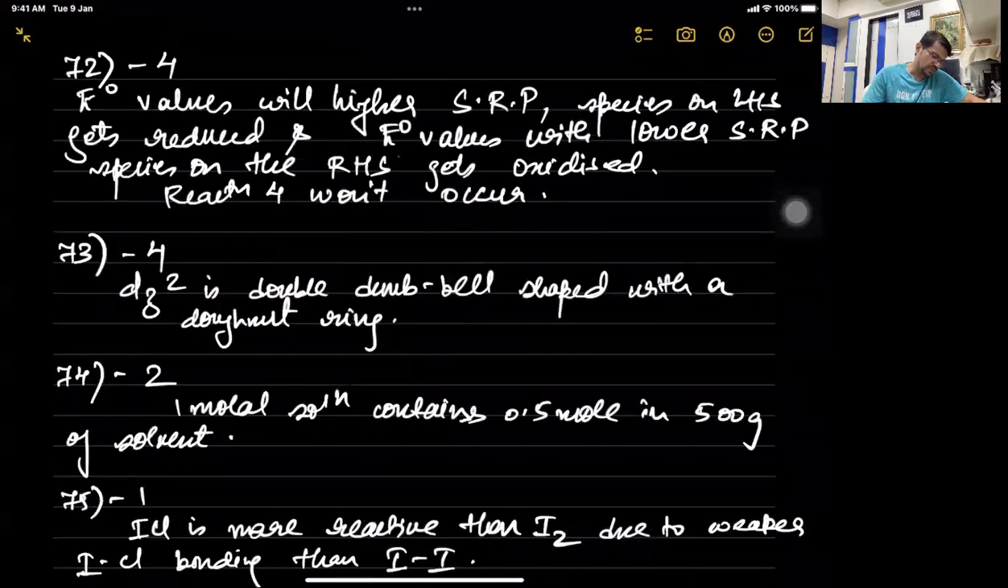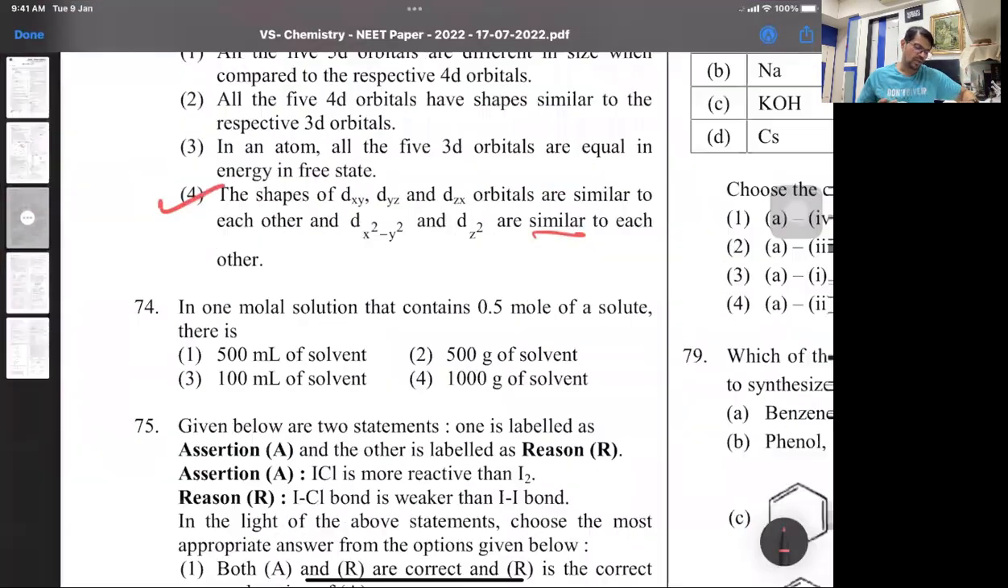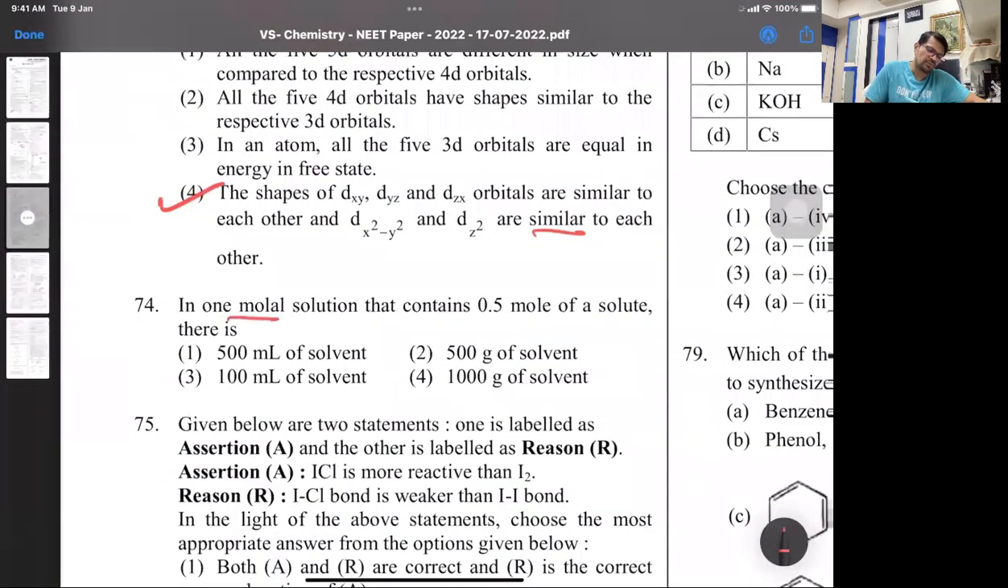Okay. 74. It says in a 1 molal solution, which contains 0.5 moles of solute, there has to be... Now, what is the definition of molality? 1 mole of a solute in 1000 grams or 1 kg of pure solvent. So if I have 1 molal, and the solute is 0.5 moles, obviously the solvent has to be 500 grams of pure solvent, which is nothing but 0.5 kg. So 0.5 by 0.5, that's one. This was a direct one. So 74 is 2.